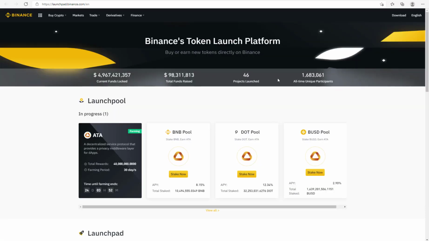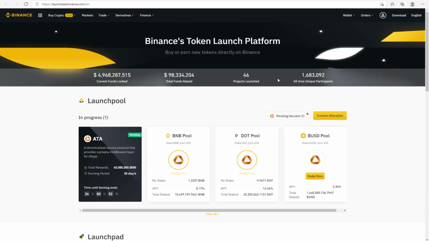Under the launch pool landing page, you're going to have a user interface that looks exactly like this. Now, what is launch pool? Binance Launch Pool lets you use your tokens to farm, and when I say farm, I mean earn new tokens for free. And how does this work?